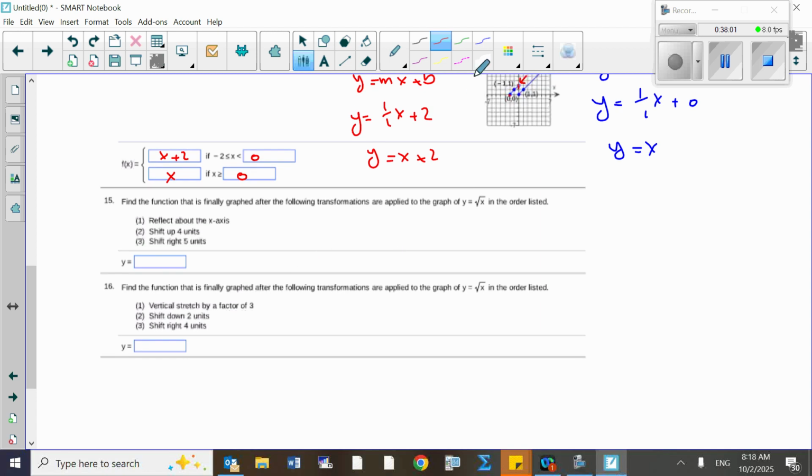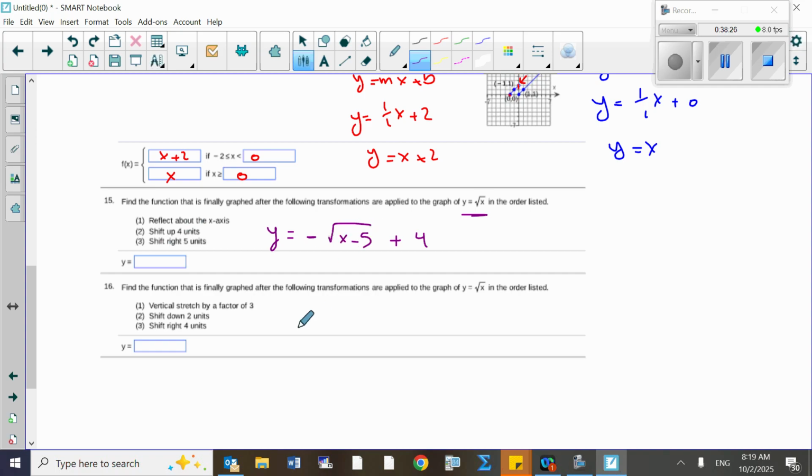Okay, next one, we want to write the equation of a function whose parent function is square root of x and it's reflected over the x-axis. So if it's reflected, that means we put a negative behind the radical. It's moved 4 units up. So after the radical, you're going to write plus 4. Moved 5 units right, so you write x minus 5.